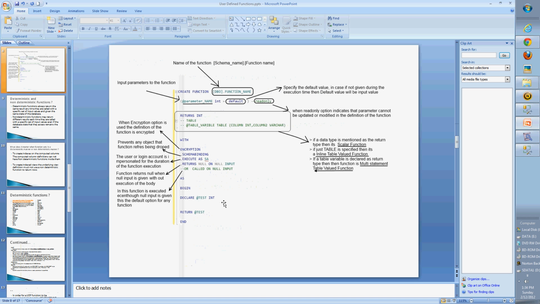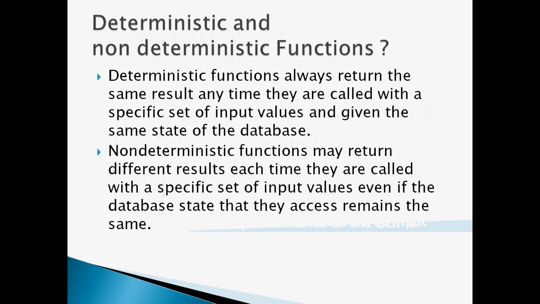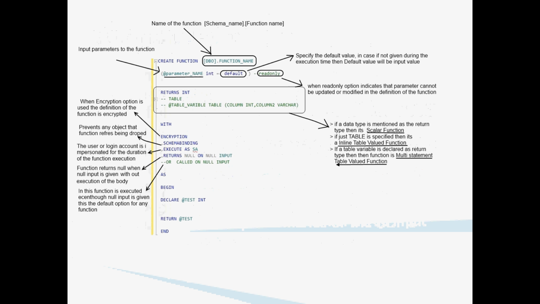This is the entire syntax of the user defined function, divided into different categories. At the top, the create function is just like any create syntax, where you specify the function schema name and also the function name. If you didn't specify the schema name and you're the database owner, then dbo is automatically appended. If you're not, then the username is appended to the function name.